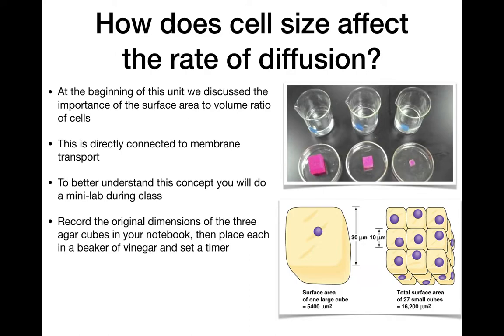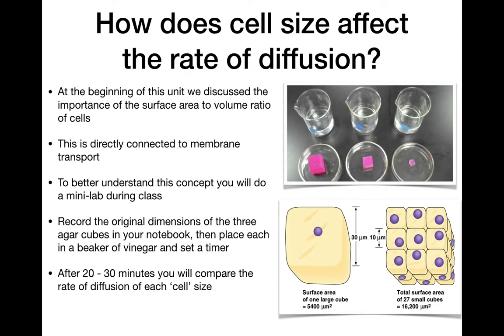You'll be given 3 different agar cubes. I want you to take a ruler and measure them in your notebook, and then place each of them inside some vinegar, okay, and then set a timer. After about 20-30 minutes, compare the rate of diffusion of each cube. So comparing the surface area and how quickly things move into the cell to get an idea of how membrane transport has an effect. When you put the agar cubes into the vinegar, please take a minute and write a hypothesis. Which one do you think will be faster and why?